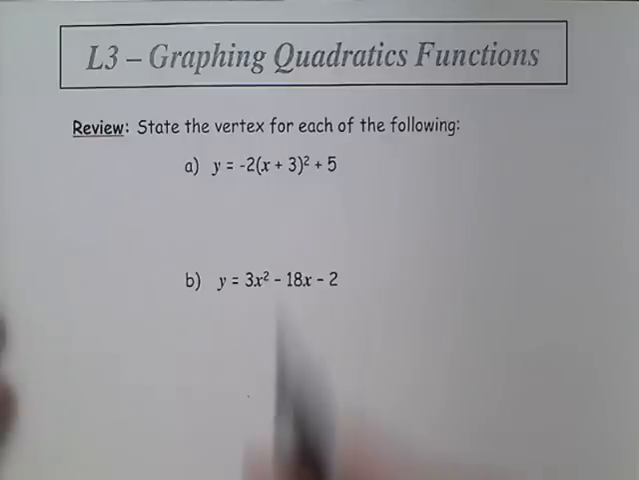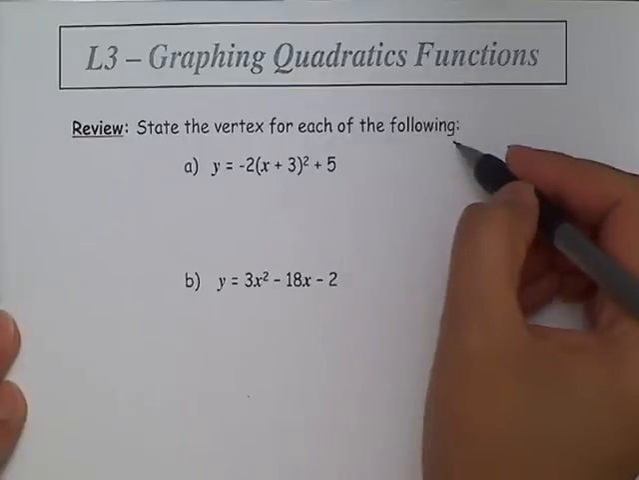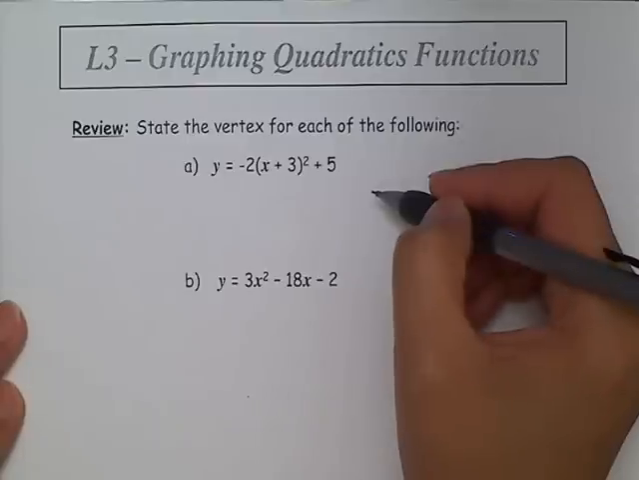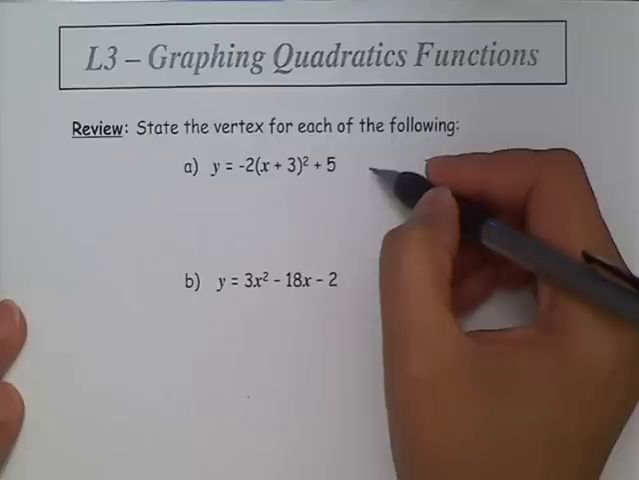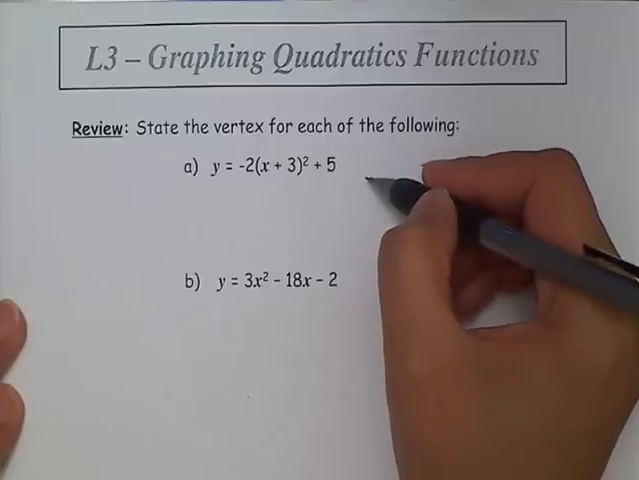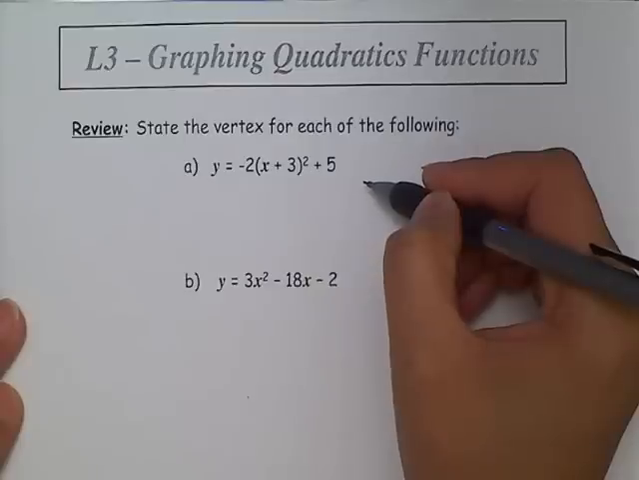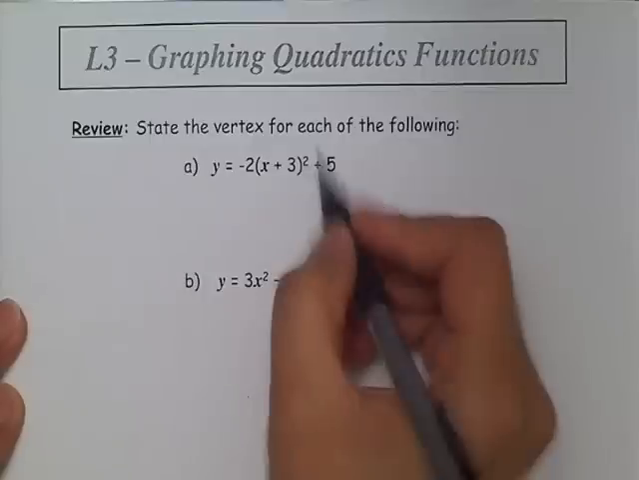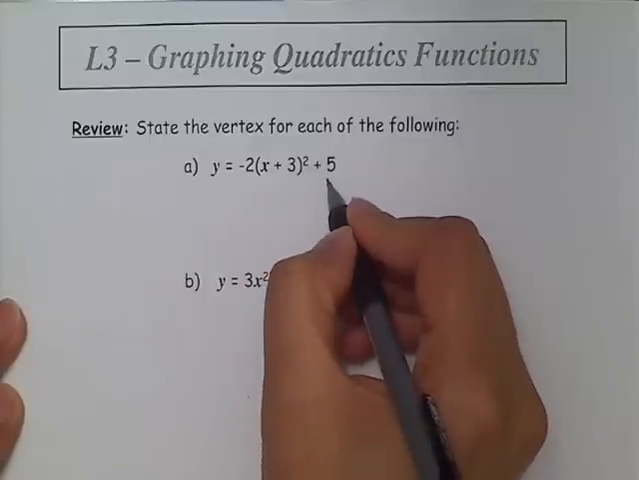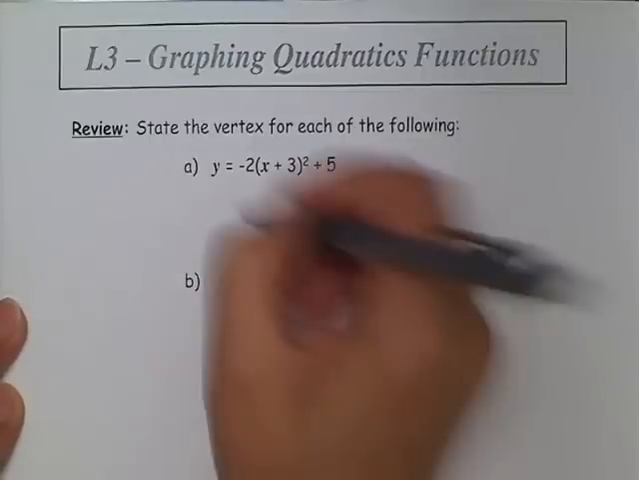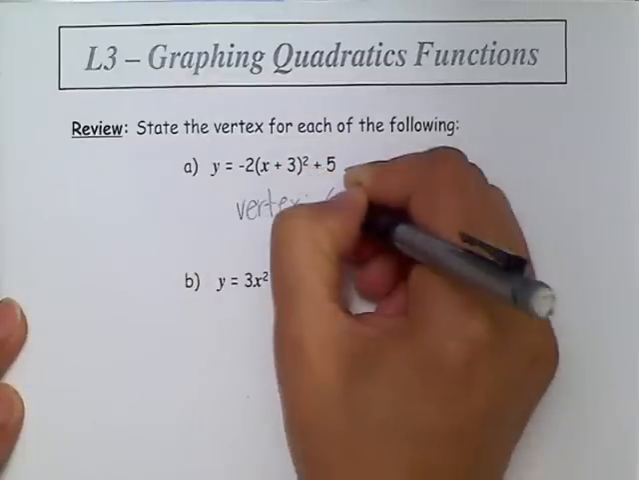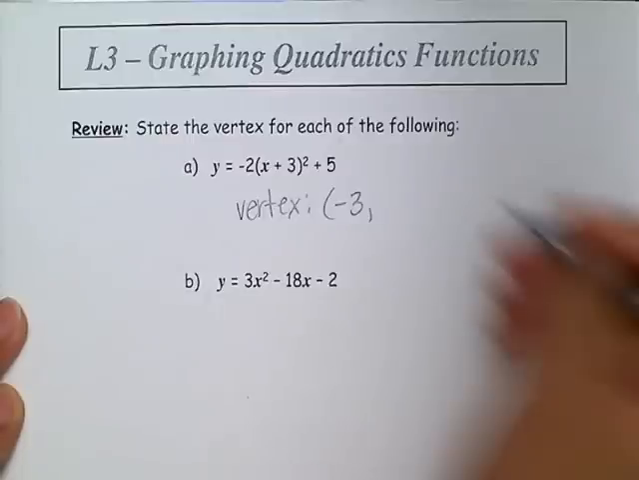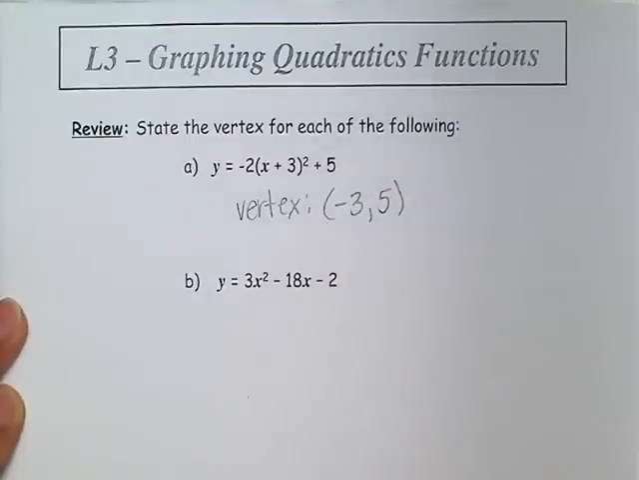So in the review we have: state the vertex for each of the following. The first equation is y equals -2(x plus 3) squared plus 5. You'll notice this equation is already in vertex form, so all we really need to think about is how the graph has been shifted in order to determine where the vertex would be. So this graph has been shifted to the left 3 units and up 5 units, so that tells me that the vertex has moved to the left 3, so -3, and up 5, so at +5.